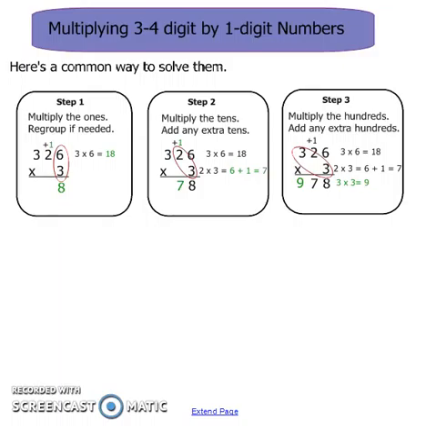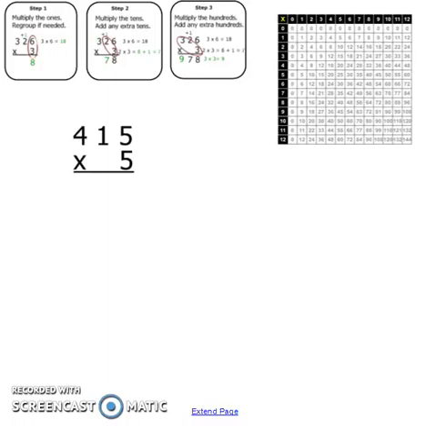Step 1 is always multiplying the ones place, regrouping if needed. Step 2, multiplying the tens place, regrouping, adding any extra tens from up above. And step 3, multiplying the hundreds place and adding any extra hundreds. Let's look at a problem. We're going to multiply 415 times 5.